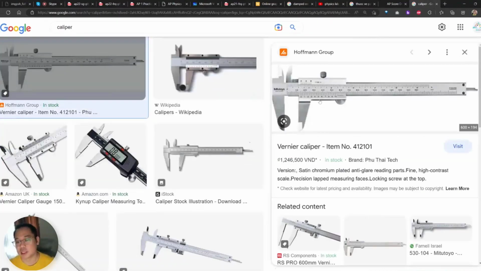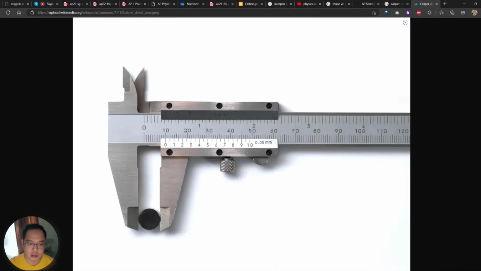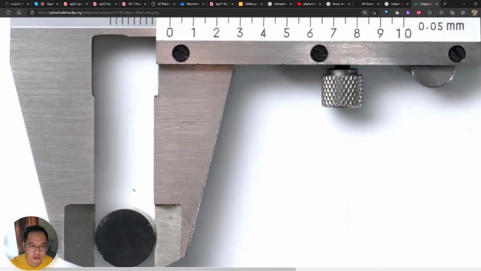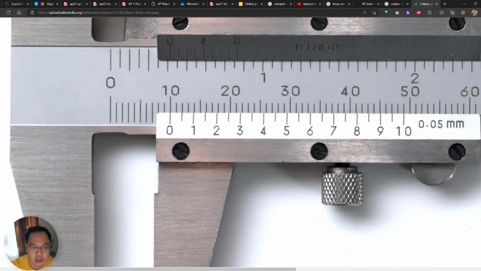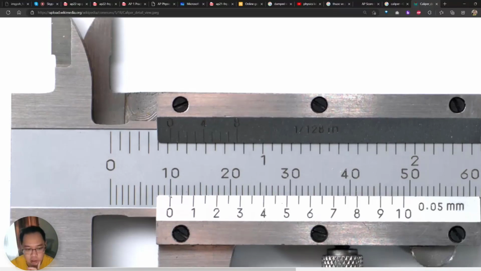Yes, it's called a sliding caliper. You put the object whose diameter you want to measure in between the jaws like this. Let me open this image here. Reading the diameter of this object: firstly, you need the value on the main scale here. The unit is inch here, but the big scale is millimeters, doesn't matter.